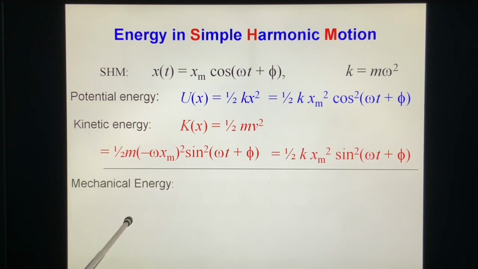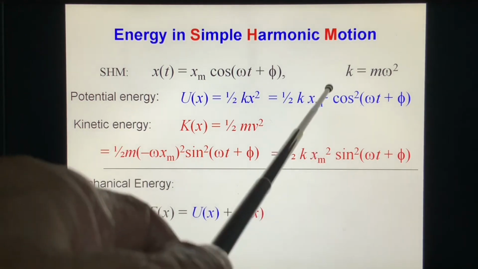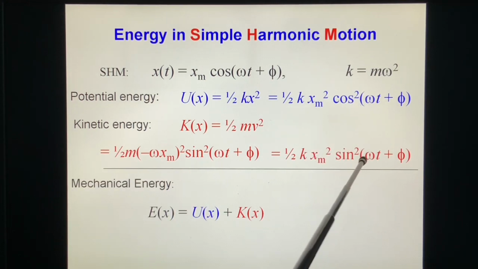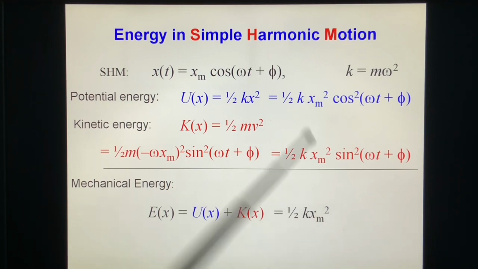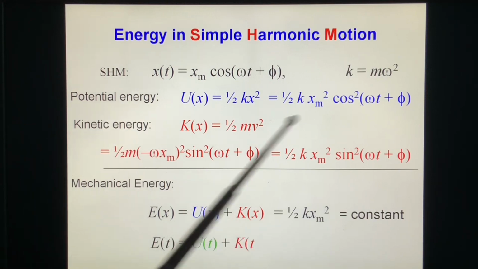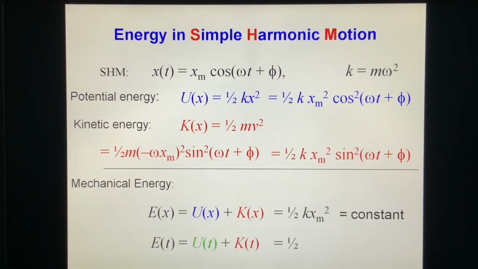So the mechanical energy E is equal to U plus K. We put them together, and cosine squared plus sine squared is 1. So we get the mechanical energy at any location x equal to half k x squared. Now, this is a constant because it is the maximum. And also we look at the time t. At any time t, it is the same. It's any location, any time. Yeah, that's constant.